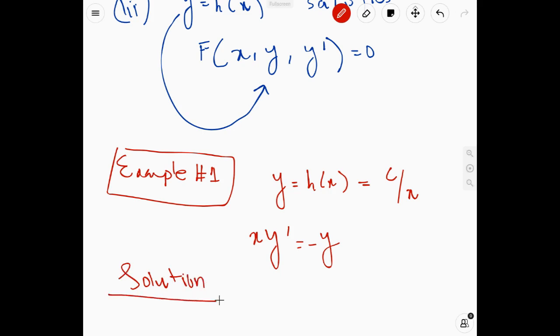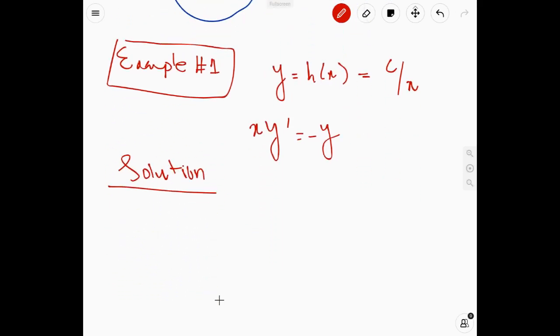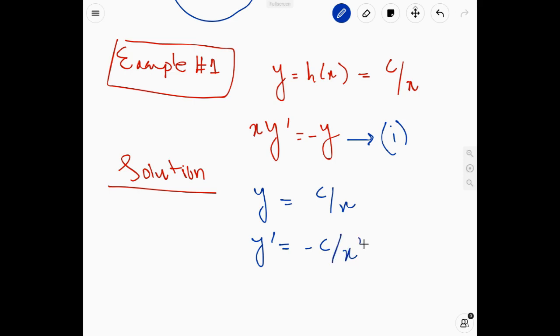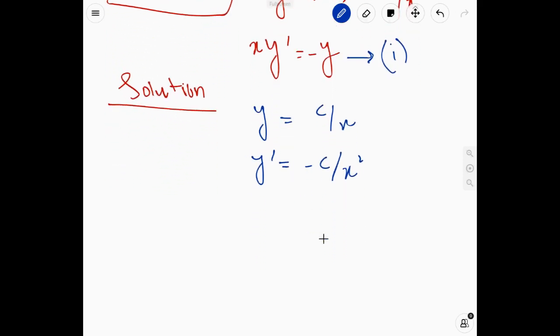So let me solve it. This is a very simple and basic problem. Since there is involvement of the first order derivative in the given equation, let us call it equation number 1. Since y is equal to c divided by x, therefore y prime is equal to, you must be familiar with the derivatives, minus c divided by x square. Now you have to put these values in the given equation number 1.